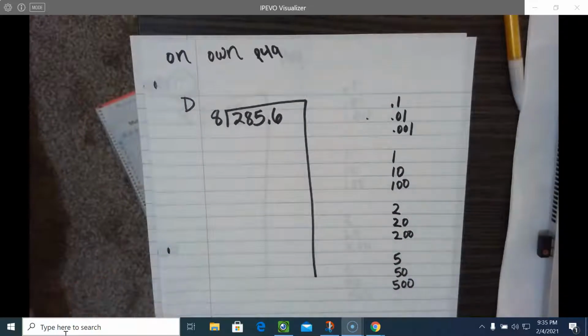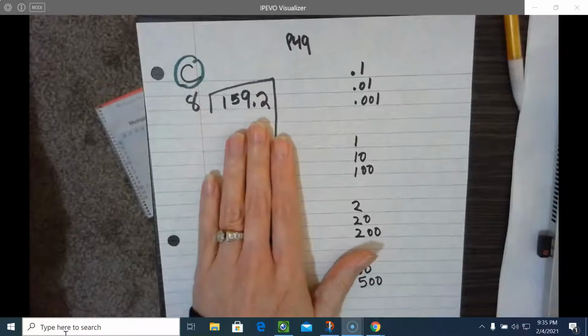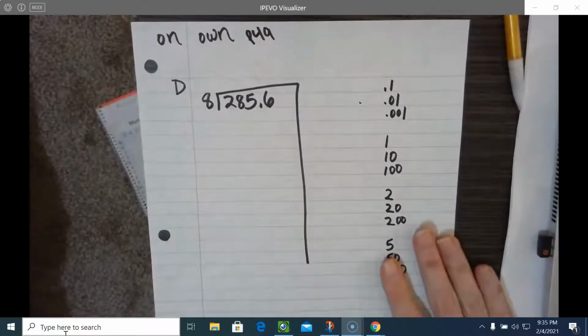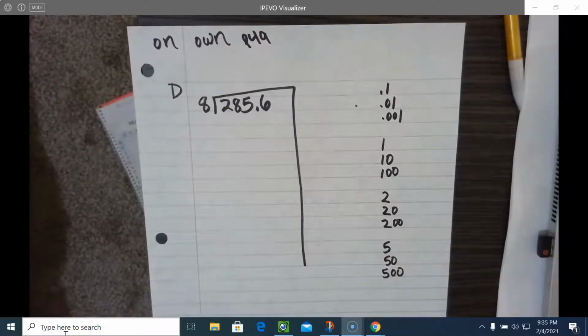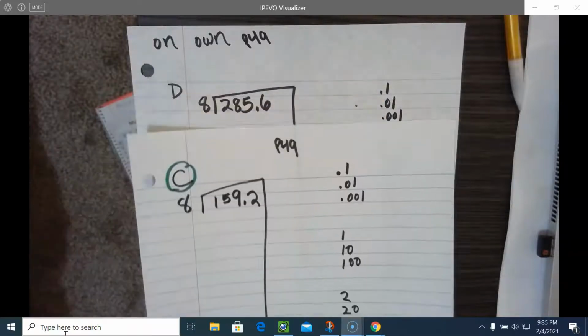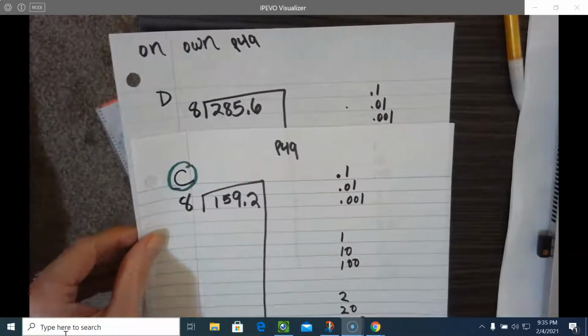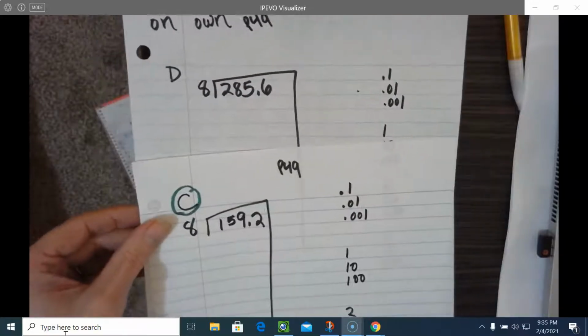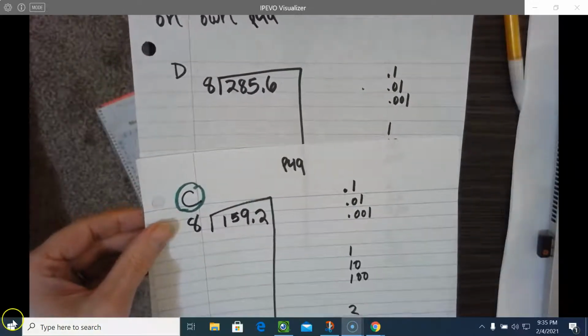So what I want you to do is get two pieces of paper. We're going to set up letter C with our ratio table. This one we're going to do together in the video, and then this one right here you will be doing on your own in a moment. So take about 3 or 4 minutes to get both problems set up from page 49 in your packet. Go ahead and do this now, C and D. Pause the video, get it set up.